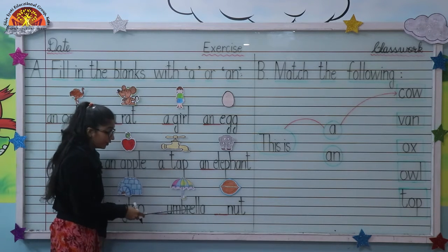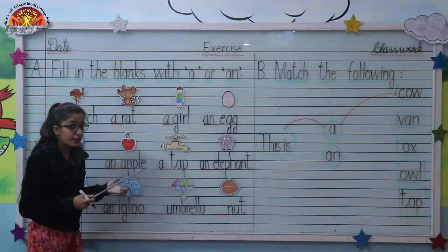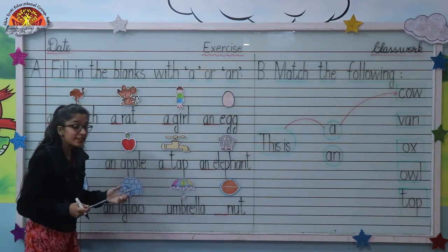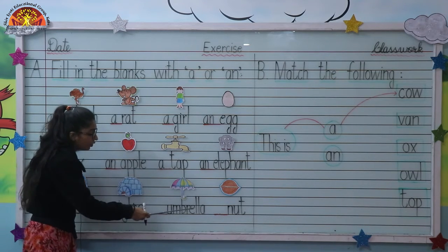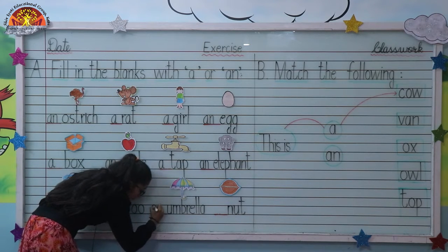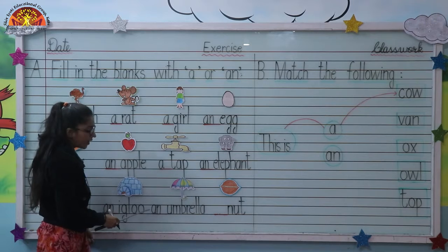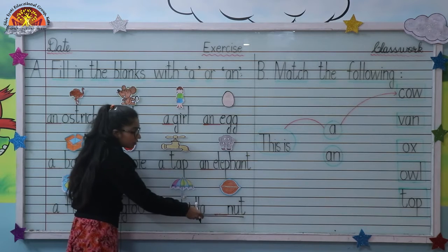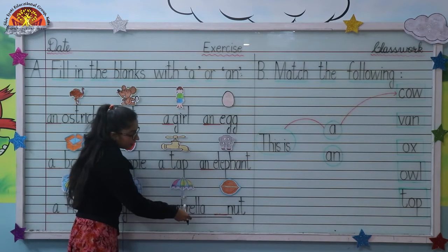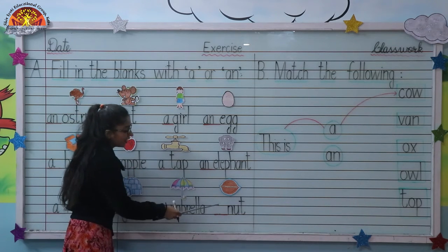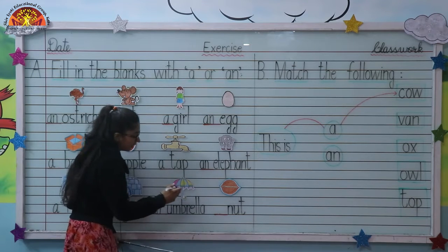U-M-B-R-E-L-L-A. Umbrella. What should I write here now? An or a? Yes, an, because starting letter is U. U is a vowel. So we have to write an before this word. So write an. Okay, move to next. Dash N-U-T. Nut. So kids, first letter is letter N. N is a consonant. So we have to write a before this word. So write a here.